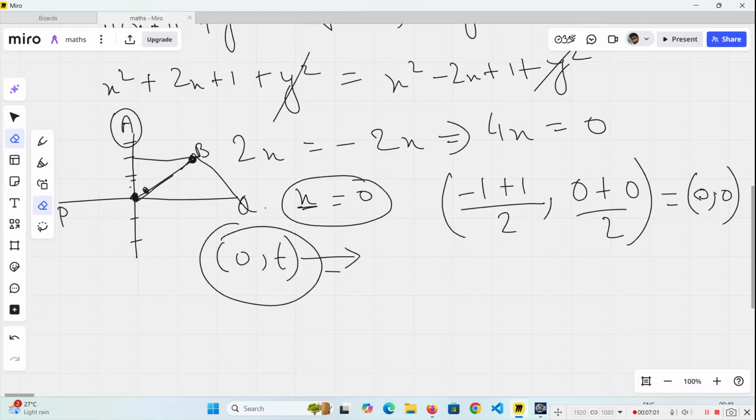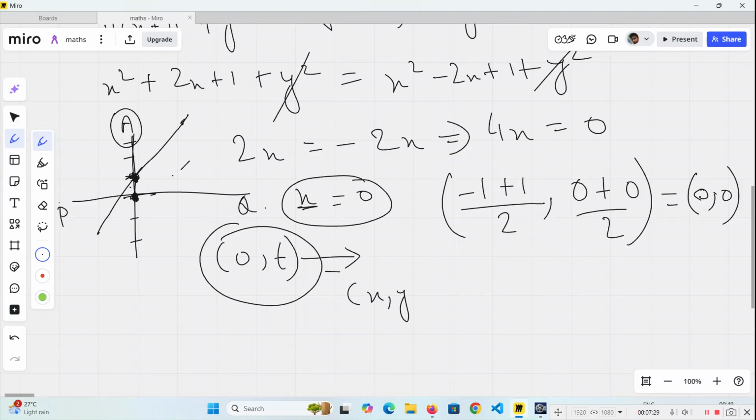I am erasing it. Wait a minute. Okay, let me erase it. Now for example, this is PQ, and for example, B is here. The shortest distance, from this point to a point on this line, will be 0 comma y. If this point is x, y, the closest point on A to this B is 0 comma y.